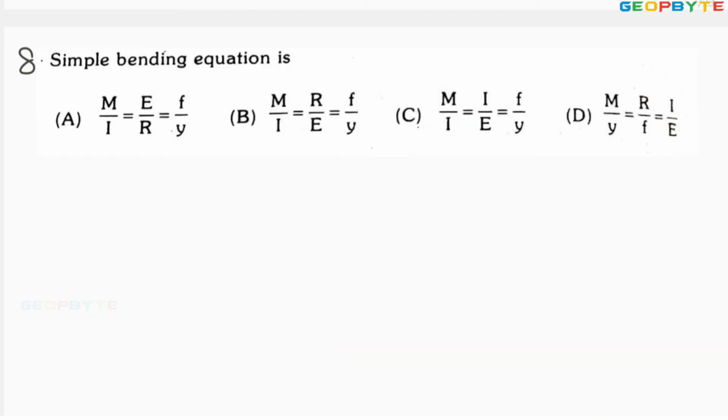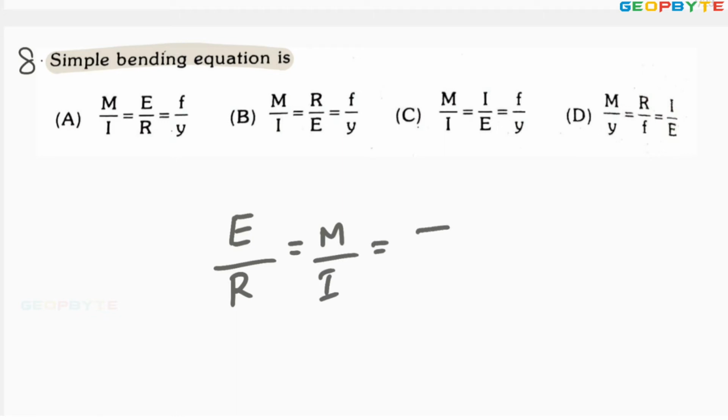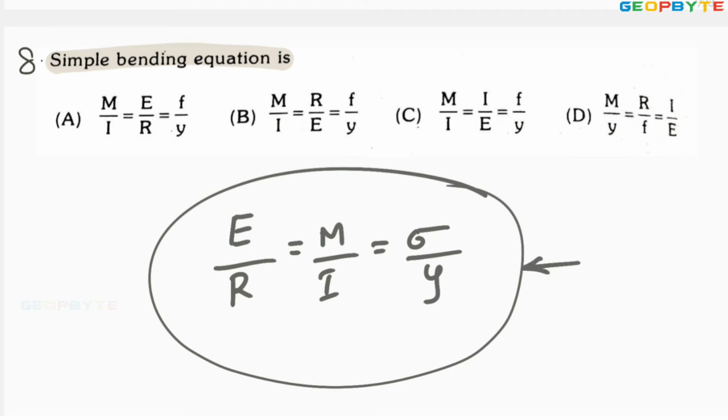Look at the eighth problem. The simple bending equation is E by R equal to M by I equal to sigma by Y. This is the bending equation.